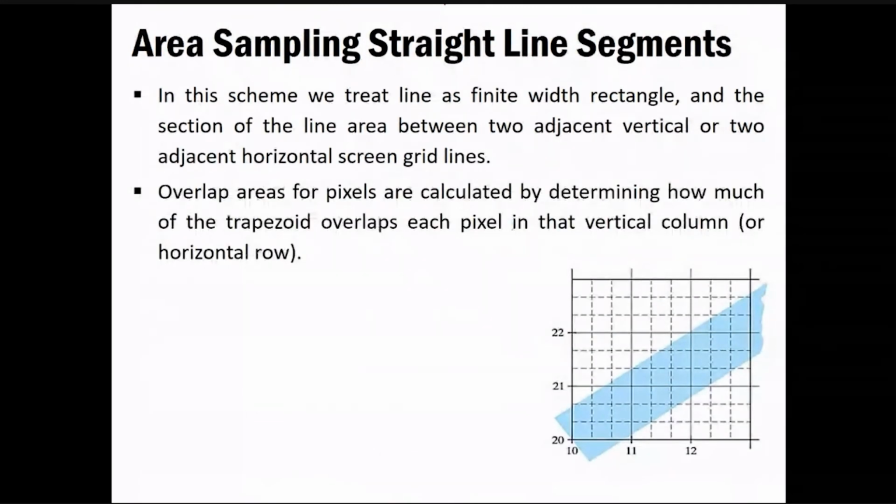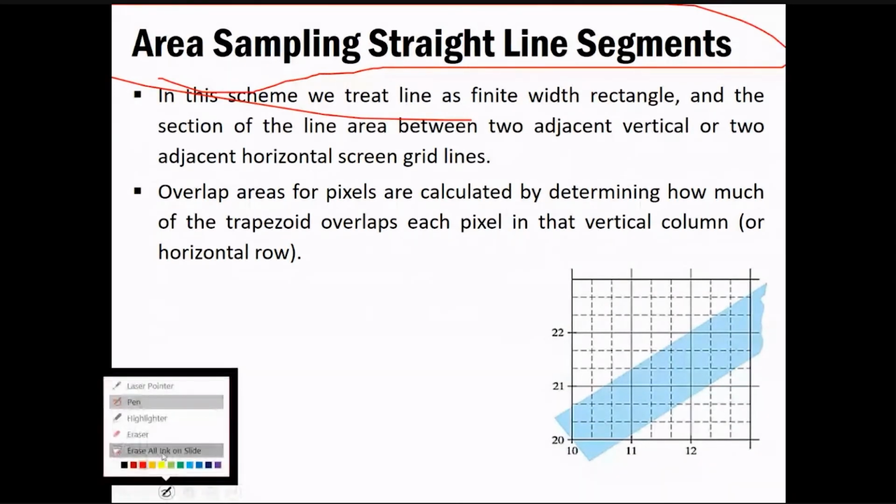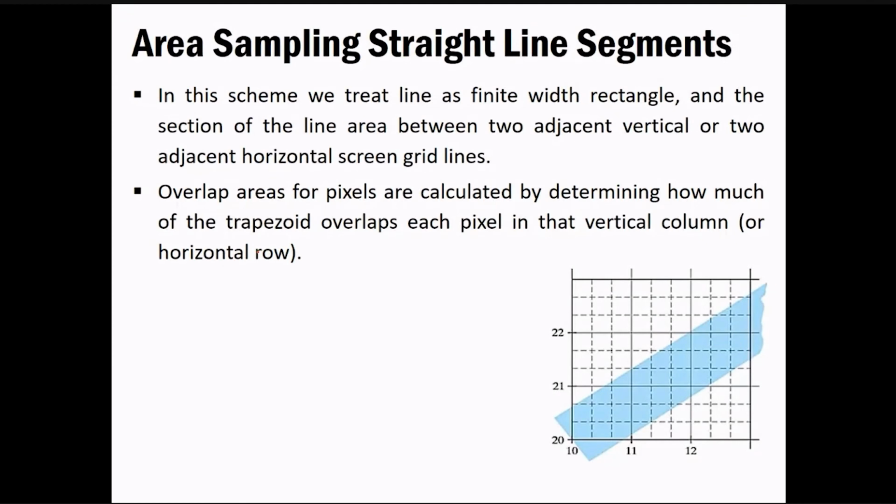Now we have the next topic, area sampling of a straight line segment. In this scheme we treat the line as a finite width rectangle, instead of a zero width line. A finite width rectangle says nothing but that you are considering your line with some width, which would appear to the monitor as a finite width rectangle.